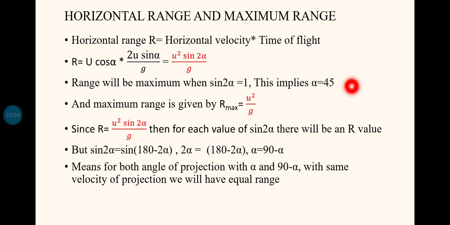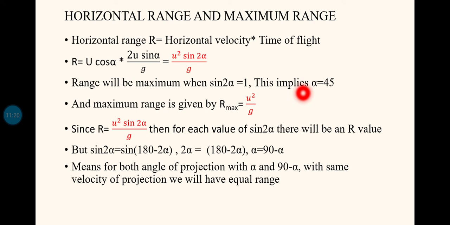This implies that alpha equal to 45 degrees. Sin 90 is 1. So 2 alpha equal to 90, that means alpha equal to 45. So for an angle of alpha equal to 45 degree, we will have the maximum range. So if you want to cover maximum distance by throwing a projectile, you have to throw the projectile at an angle of 45 degree, then only it will reach the maximum range.